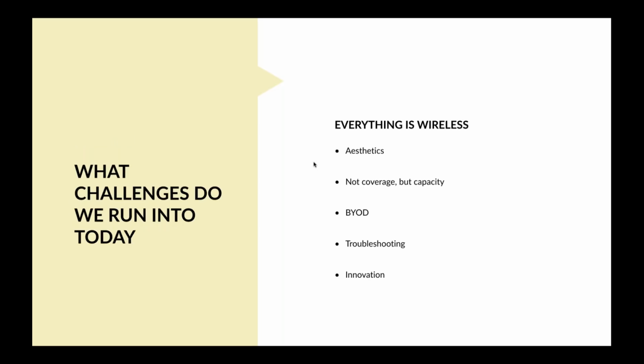So some of the challenges that we run into today, a lot of this is because everything is going wireless or everything is already wireless, but we still have these challenges in deploying wireless, right? Because we have things like aesthetics that we have to follow, and people don't want us ruining the aesthetics of the environment. It used to be coverage based previously, but now we have to design for capacity. And then we have BYOD, right? Everybody bringing in their own devices onto the campus, and we don't really know what devices those are and what their capabilities are. And then with Wi-Fi being invisible, there's a lot of troubleshooting sometimes that has to happen.